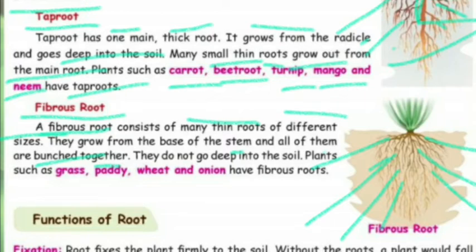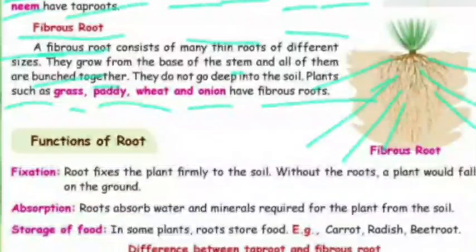Tap root only grows deep into the soil, and fibrous roots are different from the tap root. Plants such as grass, paddy, wheat and onion have fibrous roots. Now you know the examples of fibrous roots, children. So you have to remember these points. Now the functions of the roots: how they are functioning, how they are working, what kind of help they are providing to the plant.